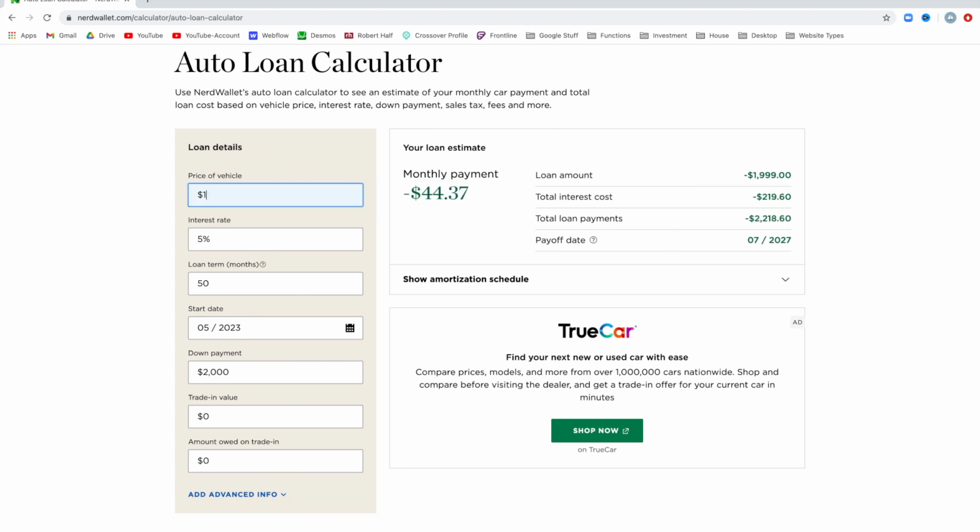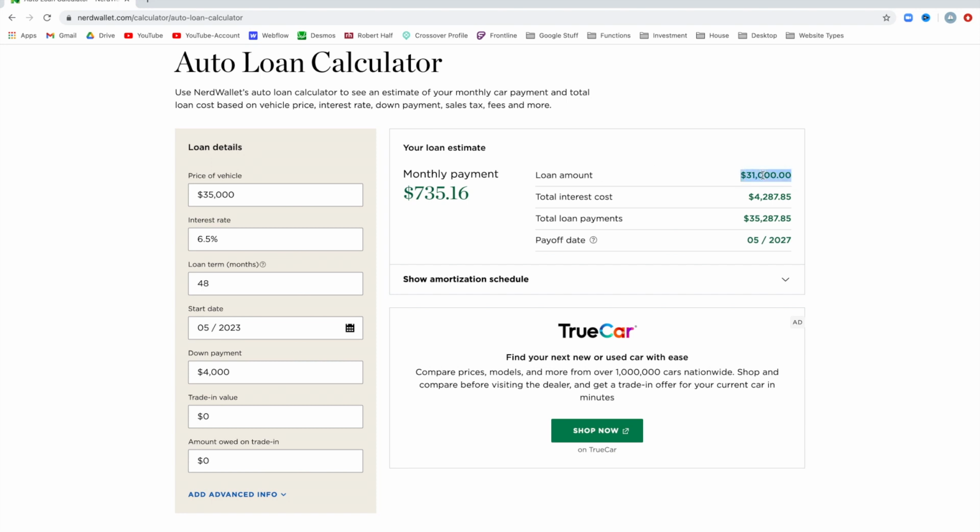So price of the vehicle, remember we found, was $35,000. Our interest rate was 6.5%. Our loan term amount was 48 months or 4 years. And our start date, you can just use the date given. Our down payment was $4,000. And with all that given information, make sure all of it is plugged in correctly. Our monthly payment is right here, $735.16. And our other information is here.